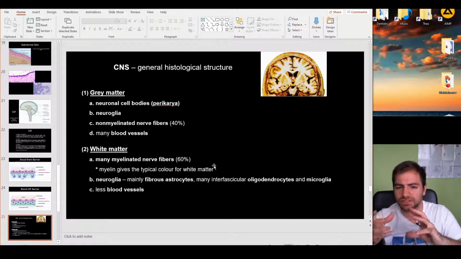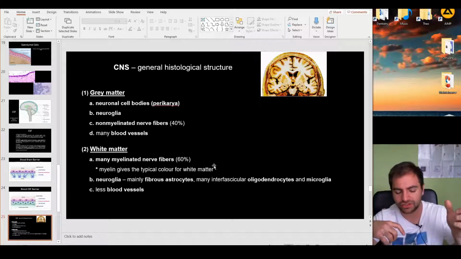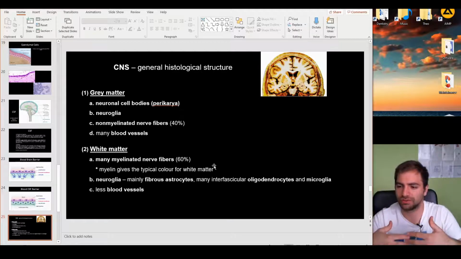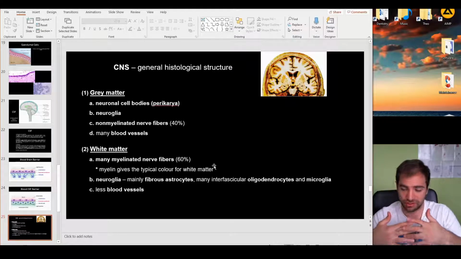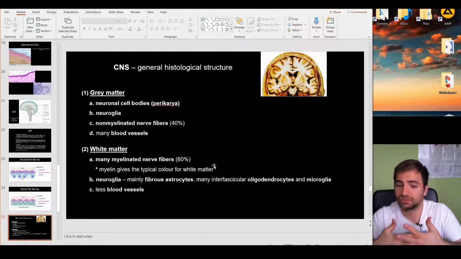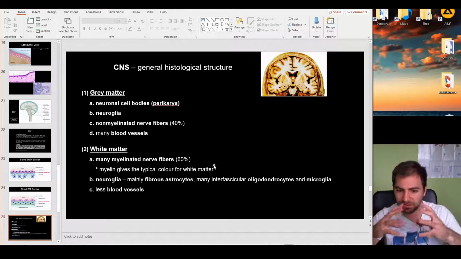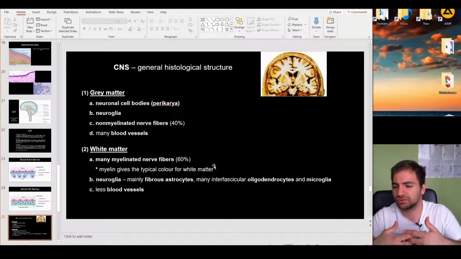Now, let's discuss the correlation between the gray matter and the white matter, and how this correlates to the histological points. The gray matter is called gray matter because there is no fat, there is no myelin. And because of the whitish yellowish hue of the fat, this is why we call it gray matter. Inversely, the white matter is just many areas, many nerve fibers that are myelinated. And of course, this whitish yellowish hue of the fat is the one that gives it the appearance of the white structure.